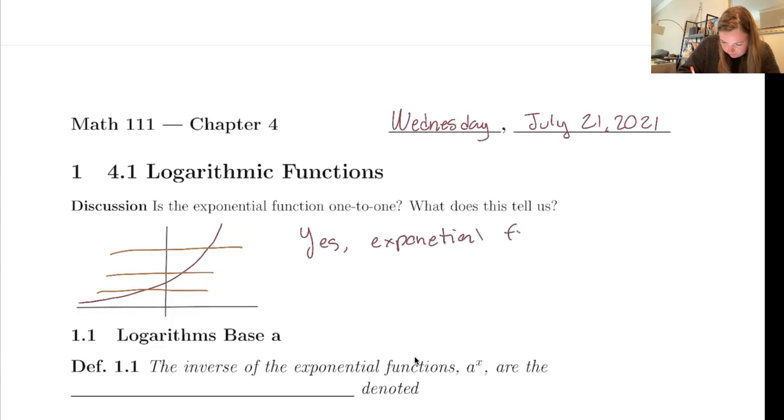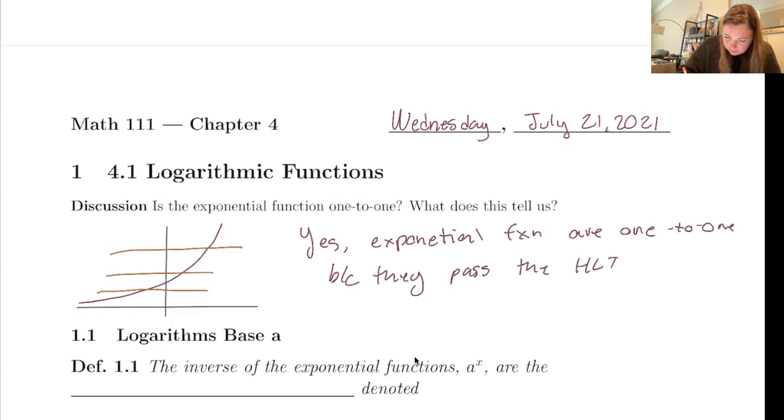Exponential functions are one-to-one because they pass the horizontal line test. You can say thus they have inverses. Beautiful.